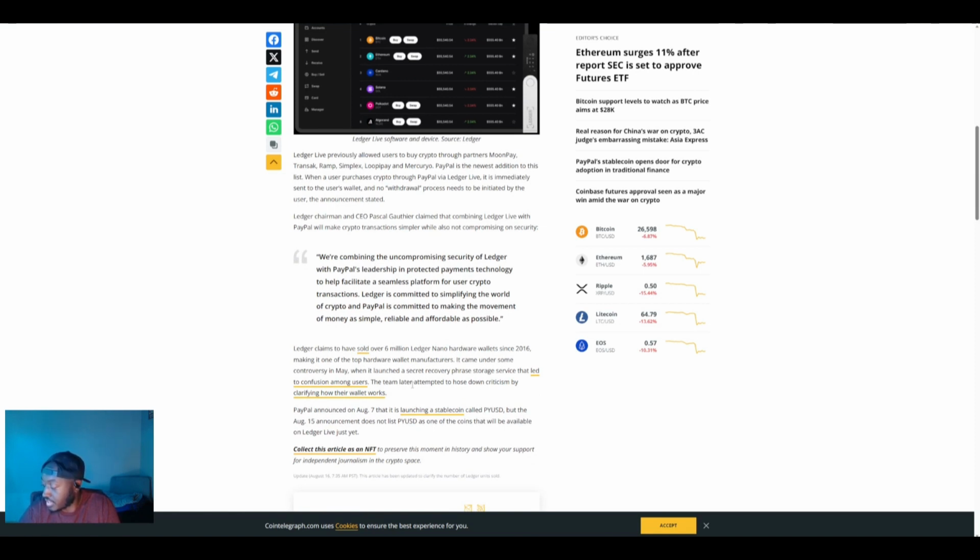That's crazy. Oh, I just got an XRP alert. XRP is on the move, probably up 2%.